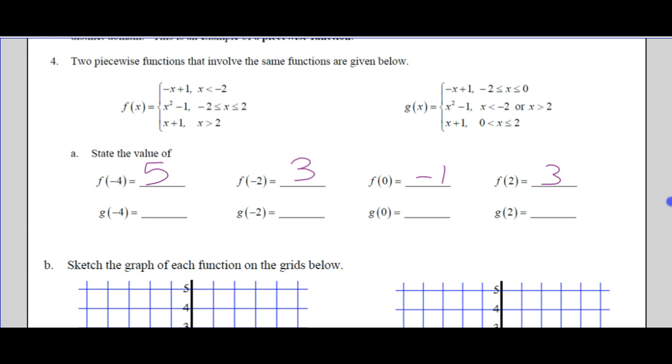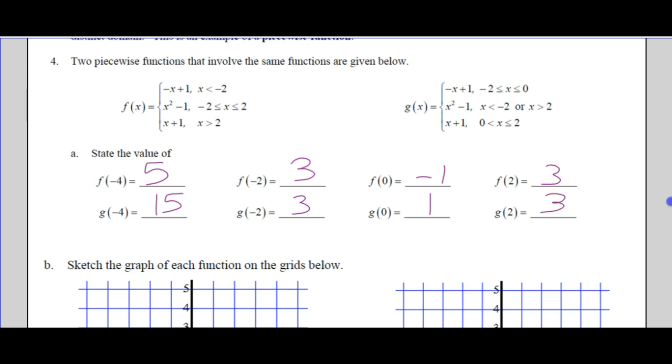G of negative 4. $15. Like that. Any disagreements? G of negative 2. 3. G of 0. 1. And g of 2. 3.